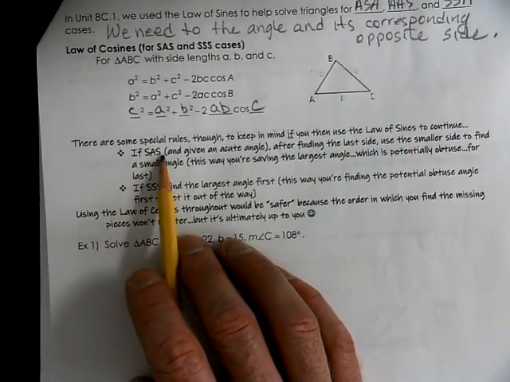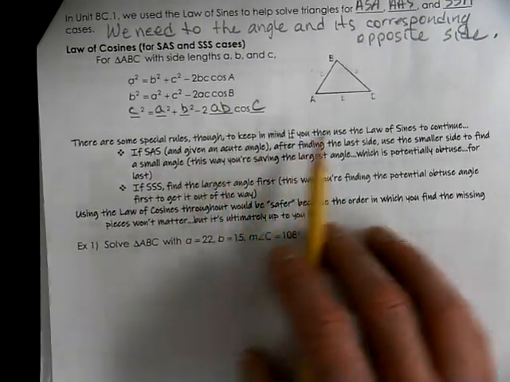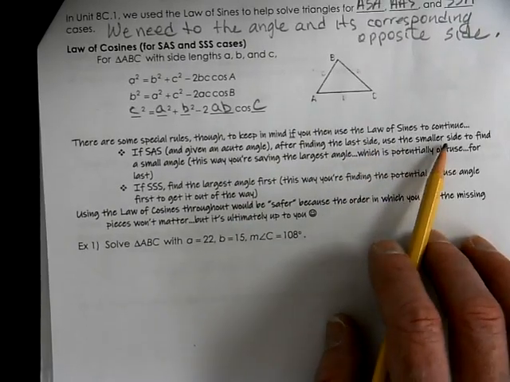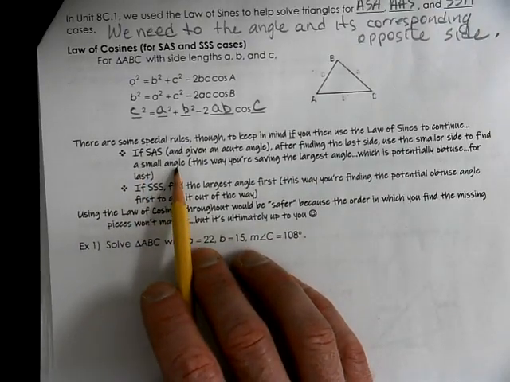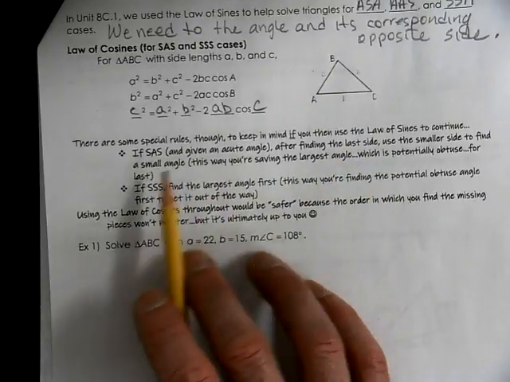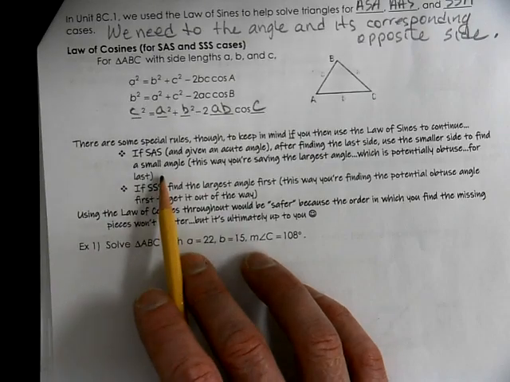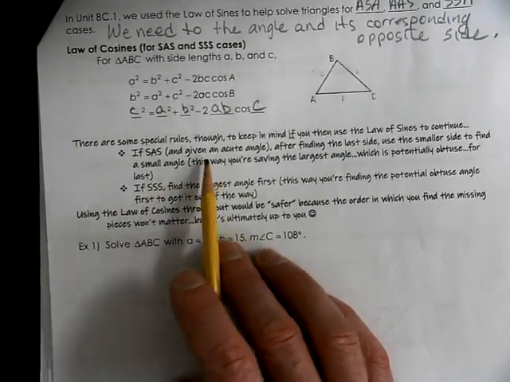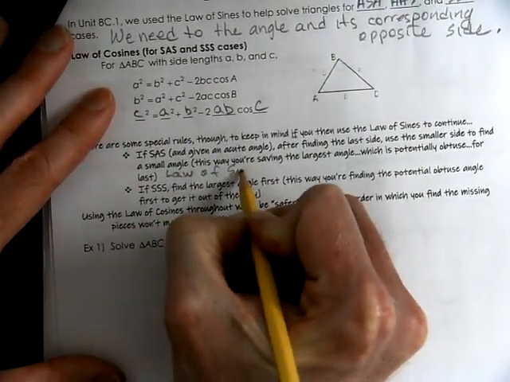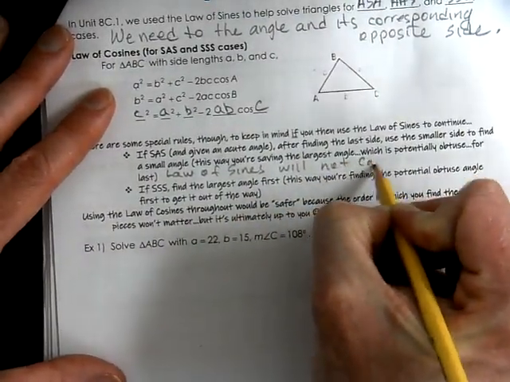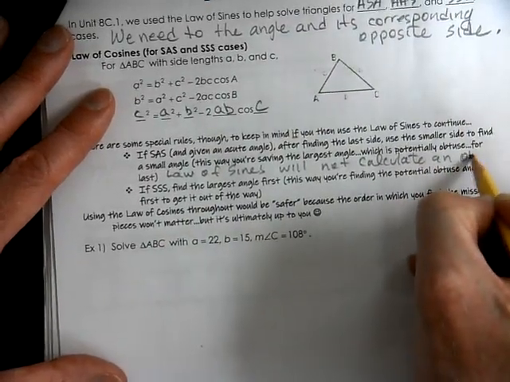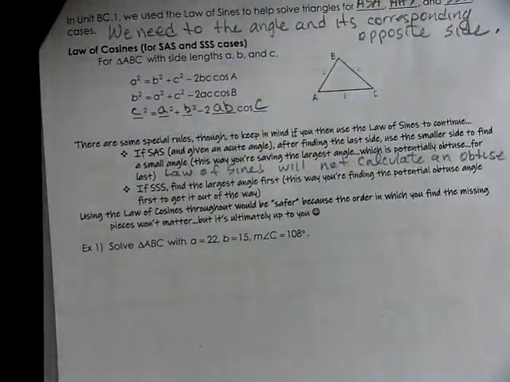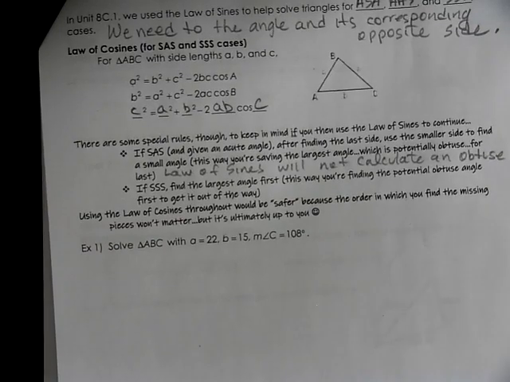If you have side, angle, side, and your angle is acute, after finding the last side, we have to use the smaller side to find the smaller angle. Then you can subtract to help you find the largest angle. You cannot use law of sines to find an obtuse angle. Law of sines will not calculate an obtuse angle. That is a big deal. So you have to know, when might that angle be obtuse? And if it could possibly be obtuse, don't use law of sines to find it. You should subtract to get it, or you should use law of cosines to get it.